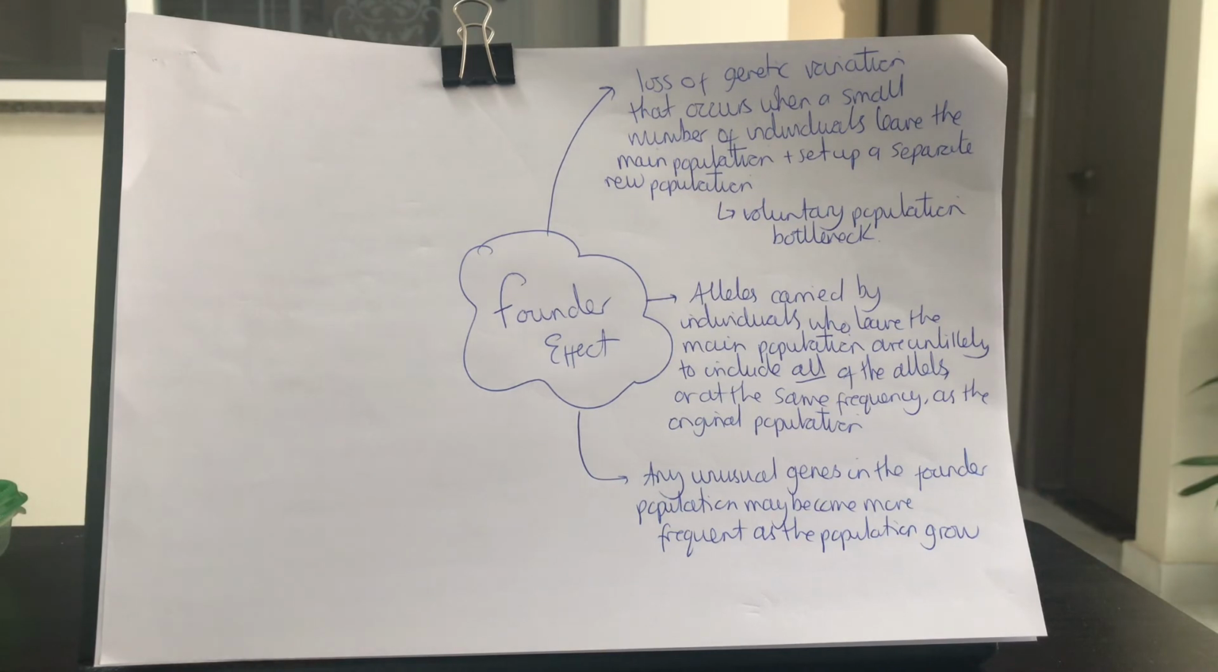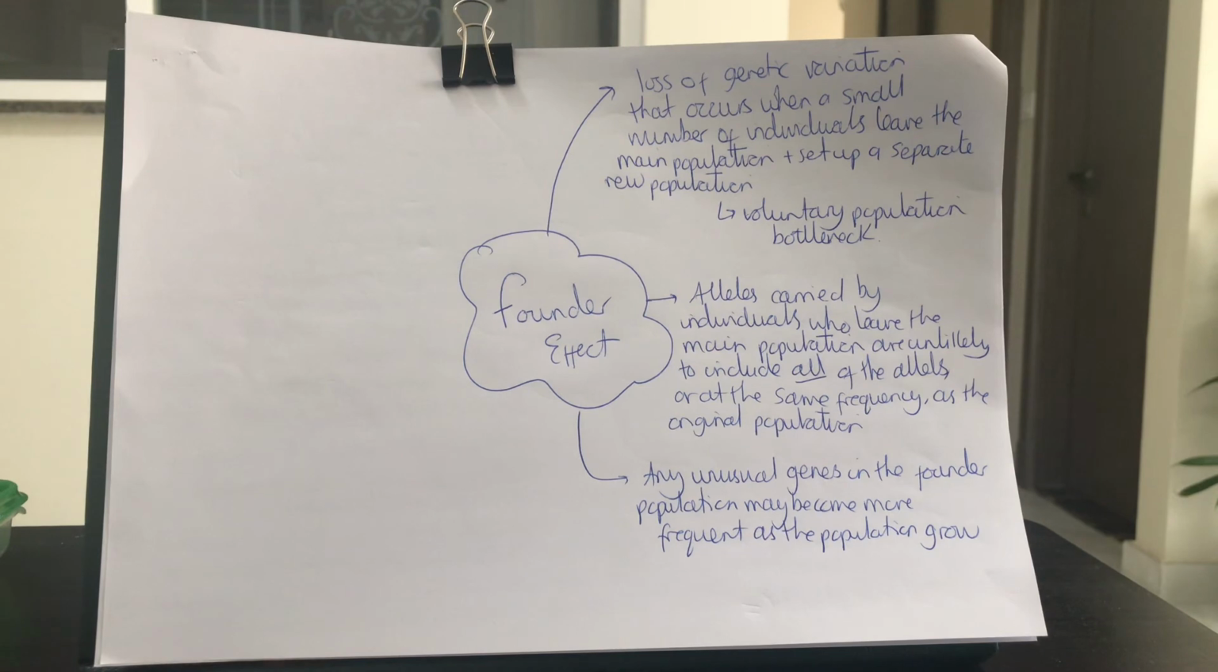So what happens is a small number of individuals leave the main population and set up a separate new population. They're not forced out by an event. They're not forced out by human interaction or a new predator or anything like that. It's done on a completely voluntary basis. And that's your difference between your founder effect and your population bottleneck, okay?